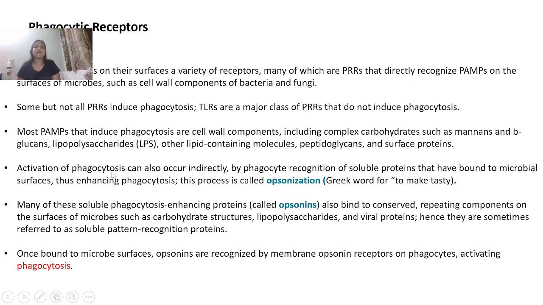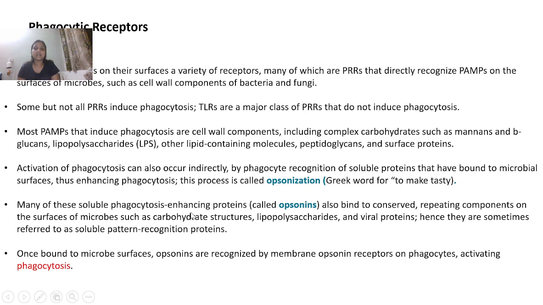Activation of phagocytosis can also occur indirectly by phagocyte recognition of soluble proteins that have bound to microbial surfaces, thus enhancing phagocytosis. And this process is known as opsonization. Opsonization came from a Greek word which means to make tasty. So the phagocytes, the cells involved in phagocytosis, will recognize some proteins which are bound to these microbial surfaces and will enhance phagocytosis. That process is known as opsonization.